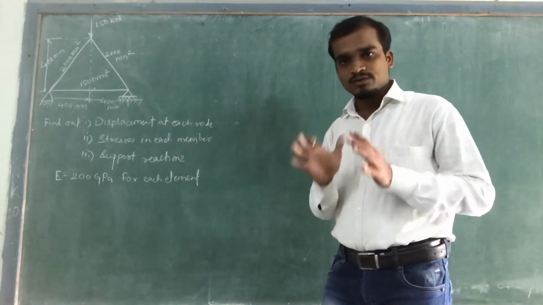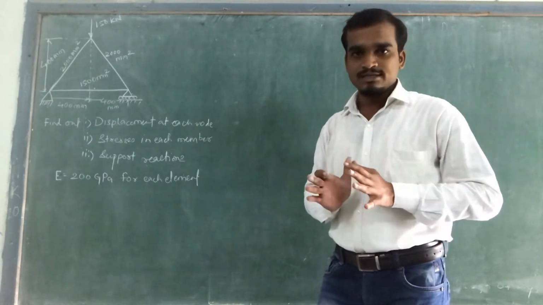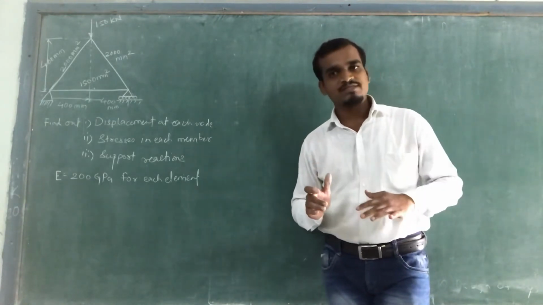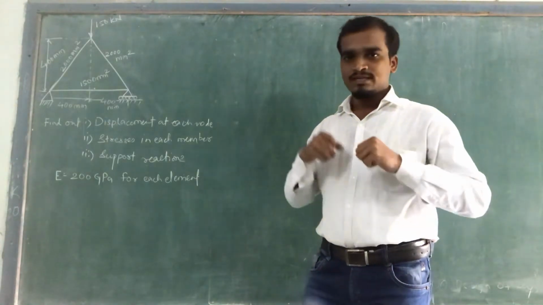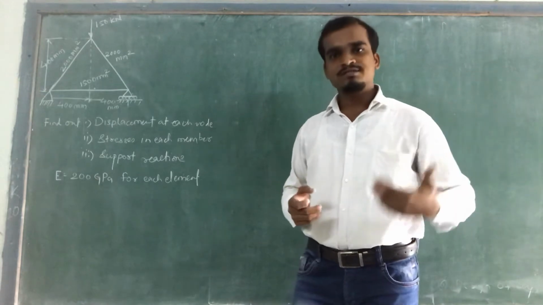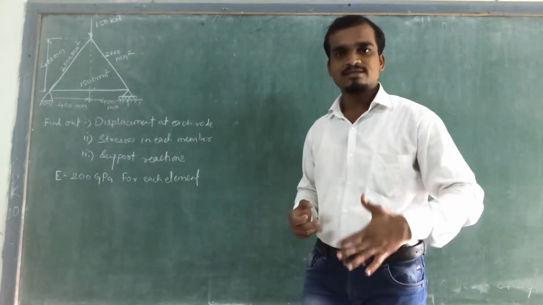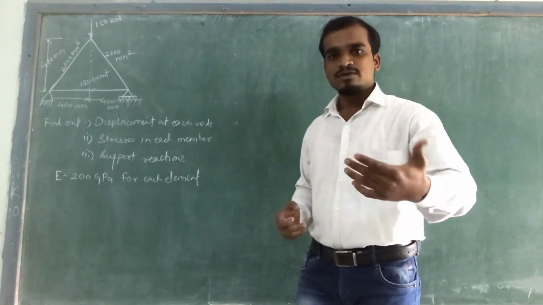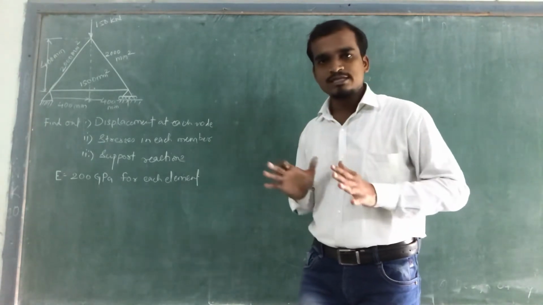As we know, for the truss element there is a separate elementary stiffness matrix, as we derived in our previous lecture. By using these elementary stiffness matrices we are going to construct our global stiffness matrix. Then convert this into a force and displacement relationship. Then apply the boundary conditions. You will get the displacements first. Then by using these displacements you will get the reactions as well as the stresses in each member. So the procedure is the same here.